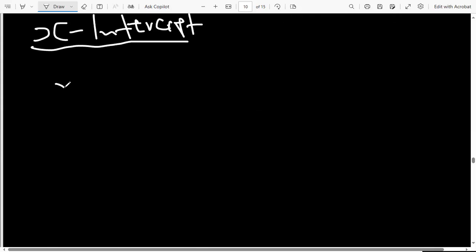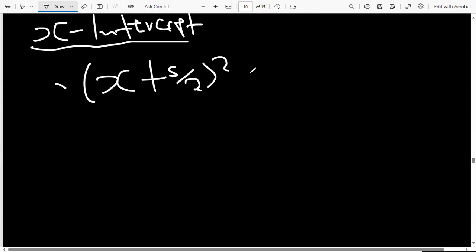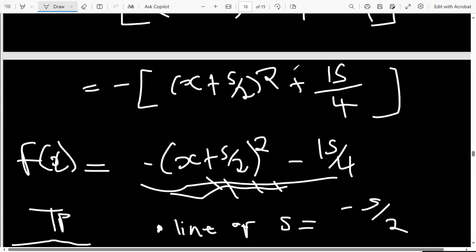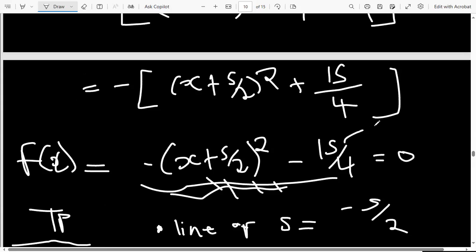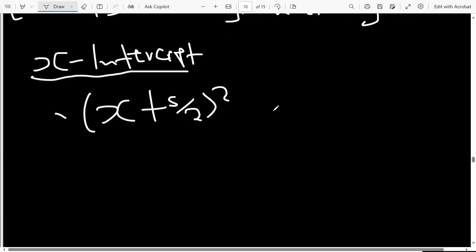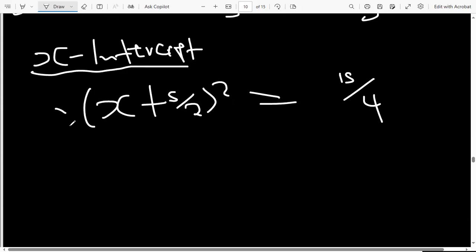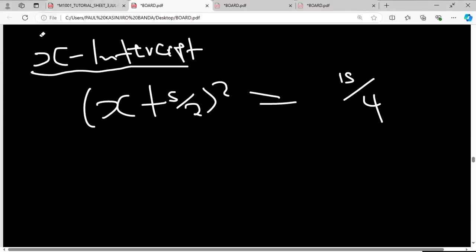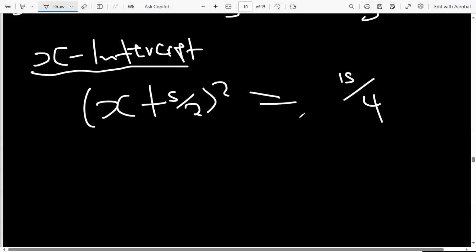So we have minus (x plus 5 over 2) squared, and then minus 15 over 4. If I equate this to 0, it means I can get this minus 15 over 4 to the other side, so I'm going to write is equal to 15 over 4. I can see a negative here, so I divide both sides by a negative 1. This negative will go, and on the right-hand side it will be minus like that.